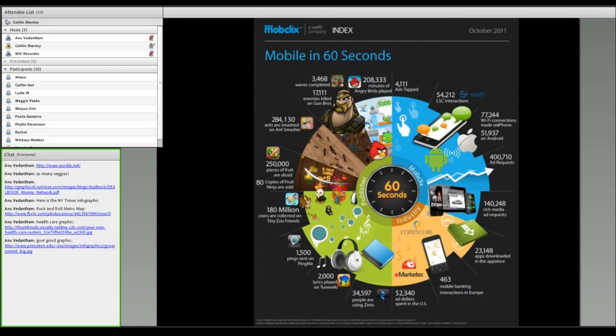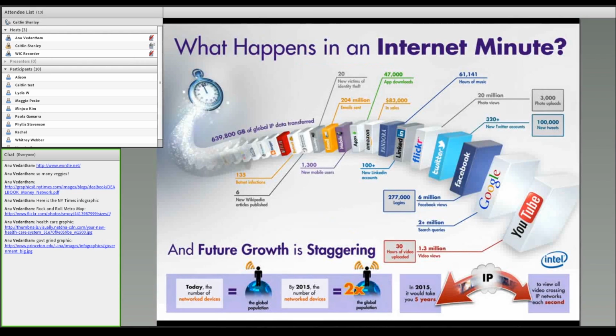This is the same kind of topic. This is talking specifically about mobile, but representing the same kind of idea, using the idea of a clock. Talk about 60 seconds. This one uses a totally different visual metaphor than any of those other ones, but it is telling the same sort of story.